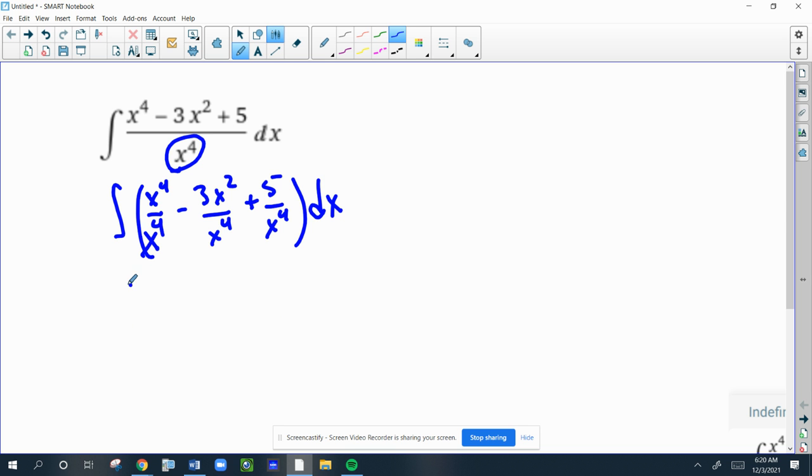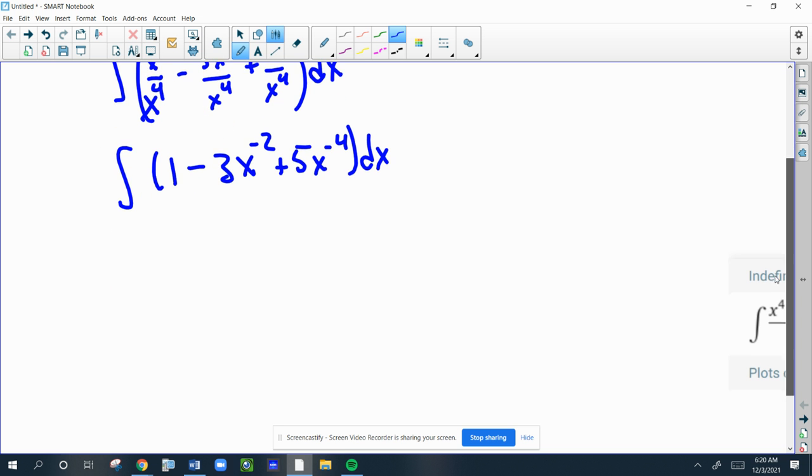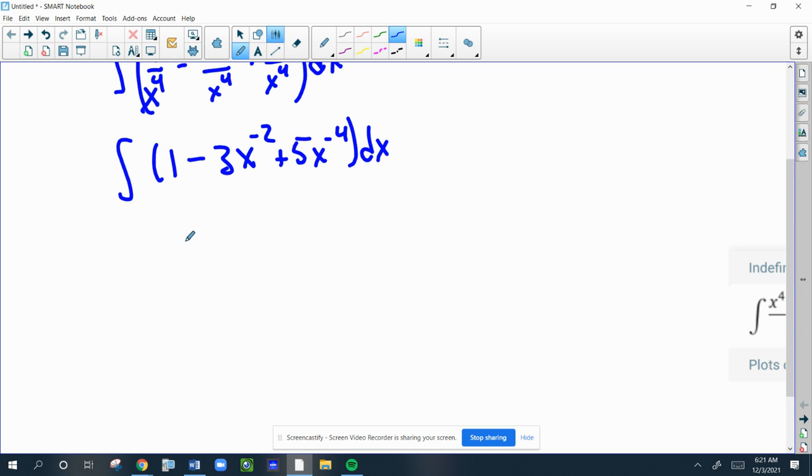So now we're going to simplify. We have 1 minus 3x to the negative second plus 5x to the negative fourth. Now we have it in a form that we can actually find the antiderivatives or integrate. So the integral of 1 with respect to x is x.